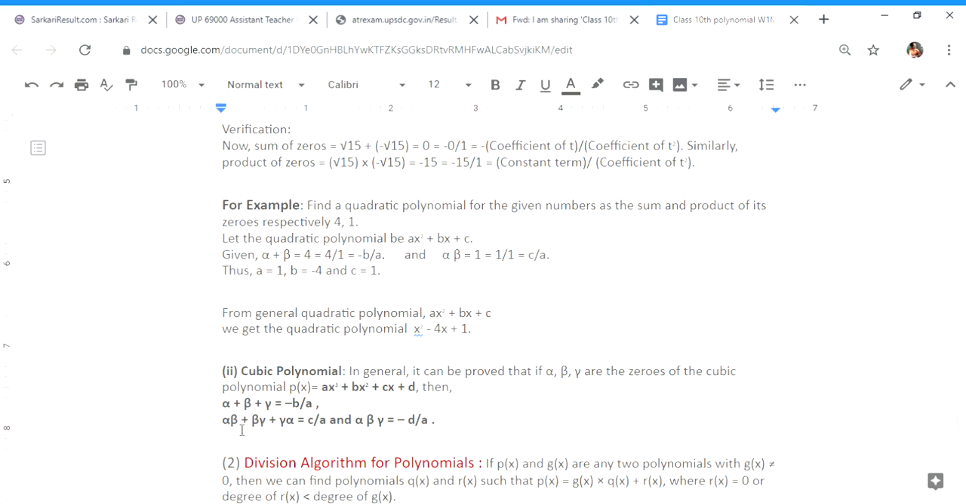Now the value of alpha into beta plus beta into gamma plus gamma into alpha will be equal to c upon a. Here c is the coefficient of x and a is the coefficient of x cube. Similarly, product of zeros for a cubic polynomial is minus d upon a. Here d is the constant term and a is the coefficient of x cube.